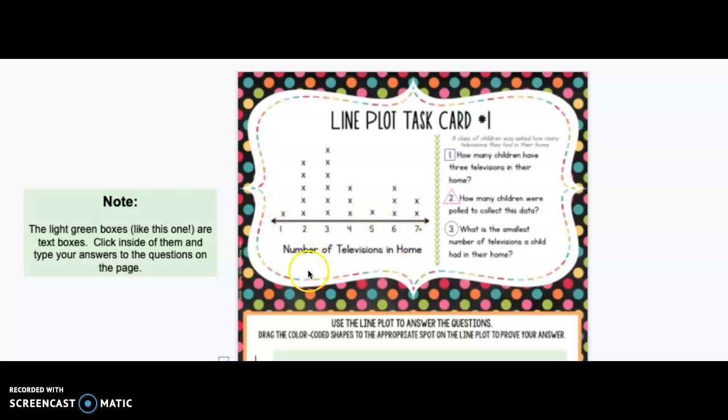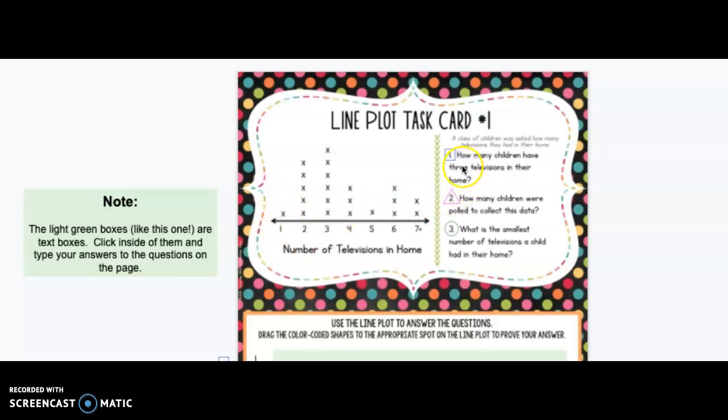Here's a line plot showing the number of televisions in a home. This is remarkable, right? That anyone would have 7 televisions in their home? That's amazing. Looks like 3 is the most frequent number of televisions that people have in their home, which to me sounds like a lot because we're a family who only has 1.